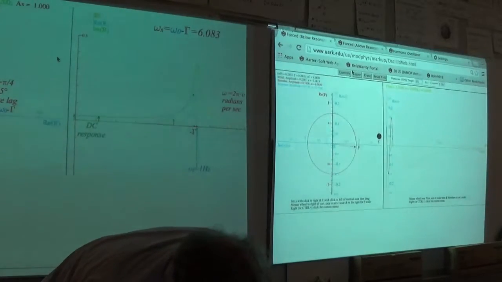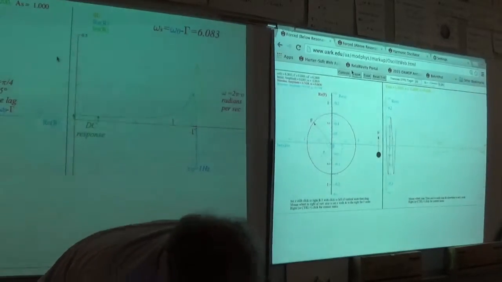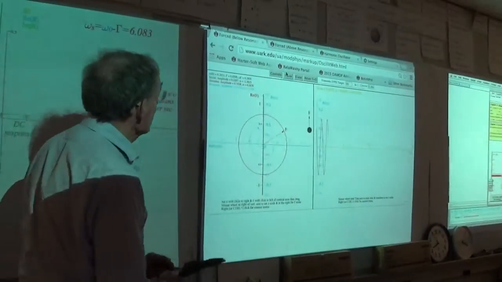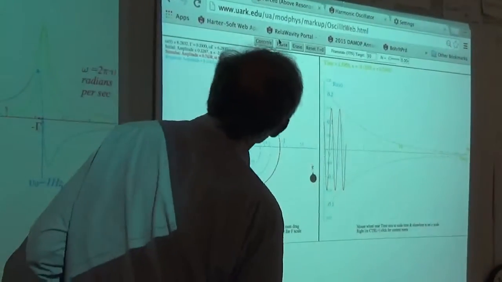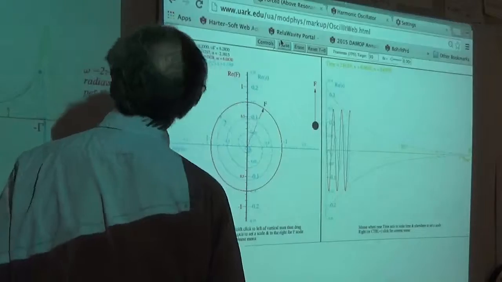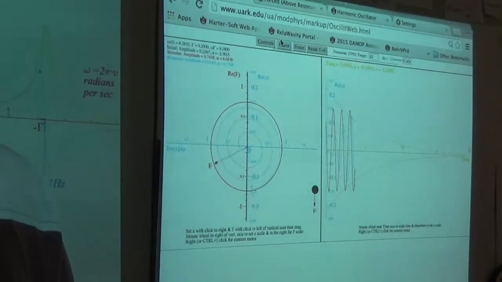Now, let's see. Yeah, right. What we're going to be getting this time for phase lag is 0.206. Yeah, is that right? This is what we should be getting right here.